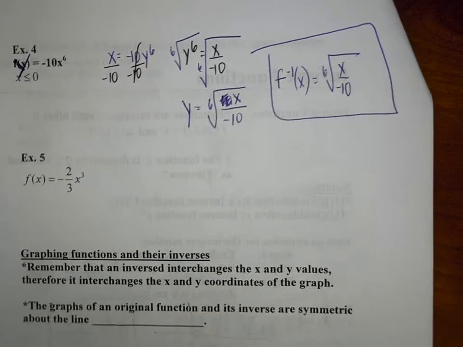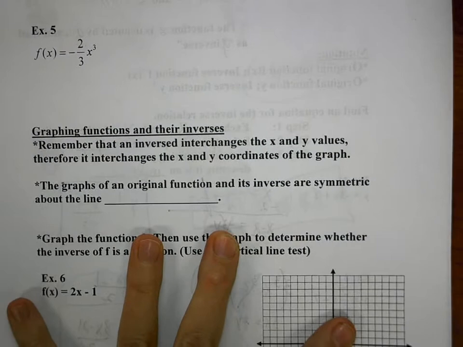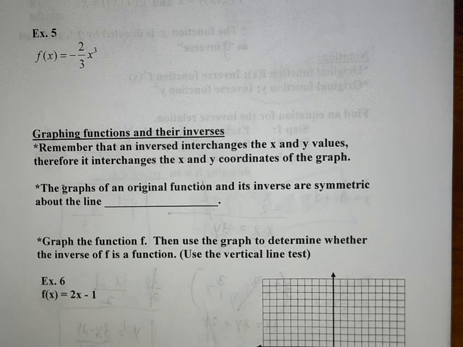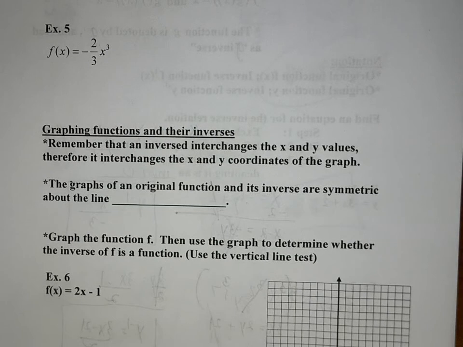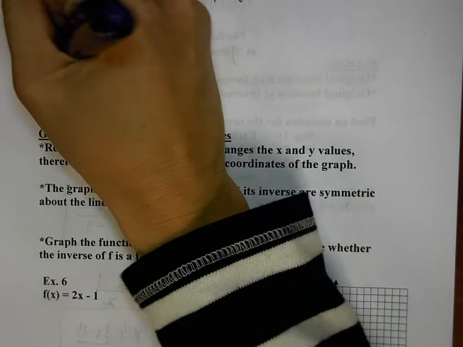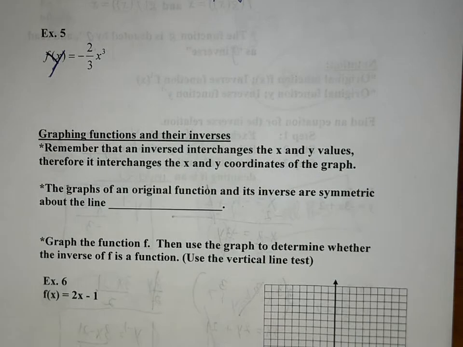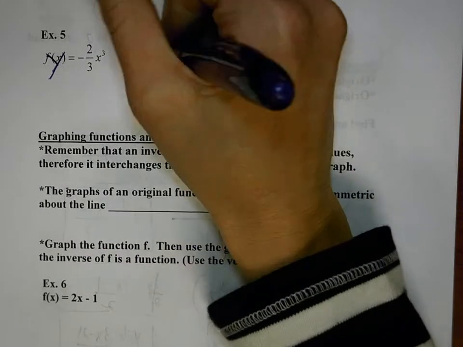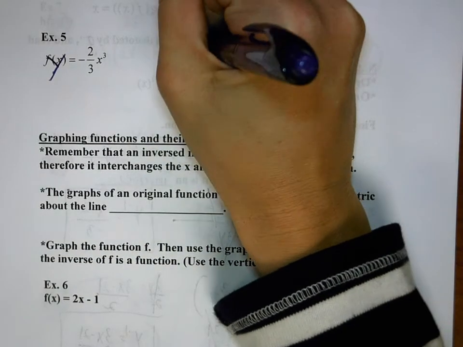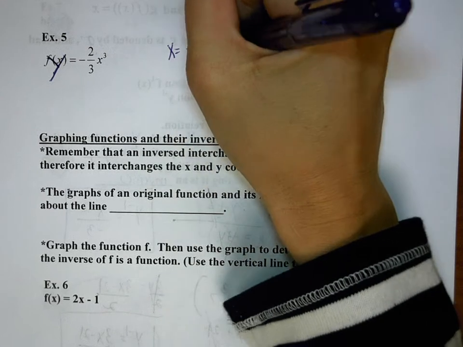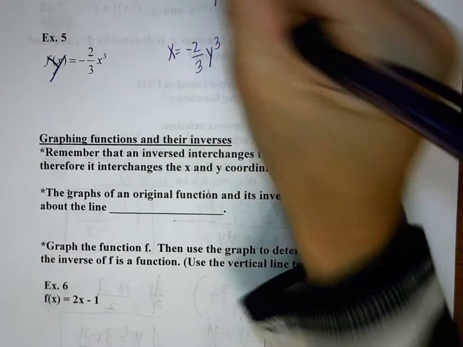Let's go ahead and finish example 5 here. Normally I'd have you do this on your own, but because of the time, I'm going to go through this. So first step is to do what? Anybody tell me? Good. Change f of x to y. Next step is to do what? Good. Switch x and y. So my equation is going to be, good, x equals -2 over 3, and then we have y cubed.